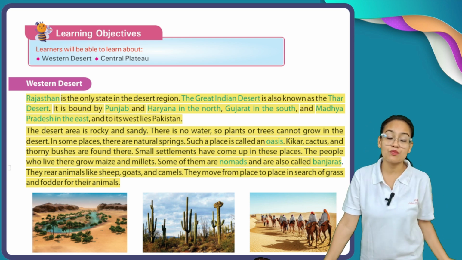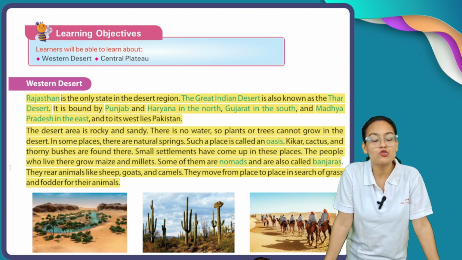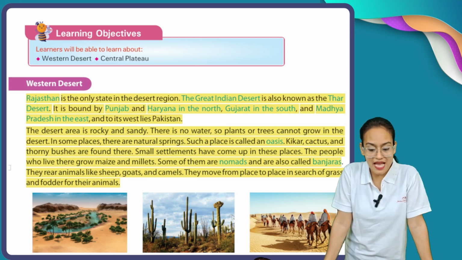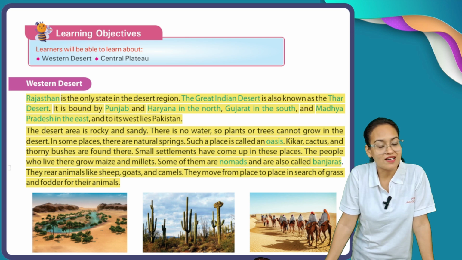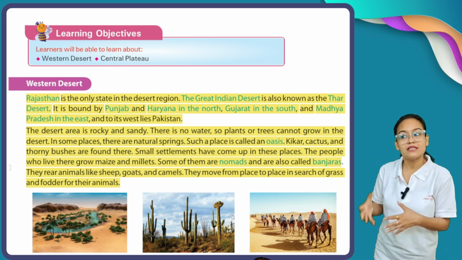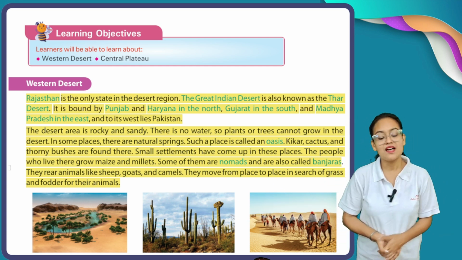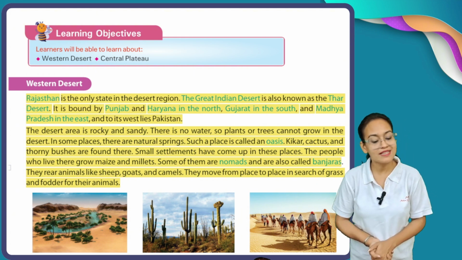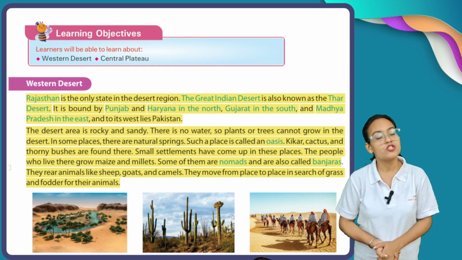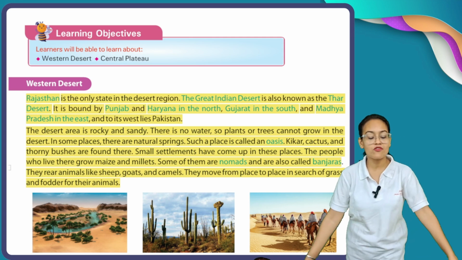The people who live here do farming, and usually they grow two types of crops, maize and millets. Some of them are nomads and are also called banjaras. So we call them nomads or banjaras. They don't want to stay at one place for a longer duration of time. They rear animals like sheep, goats, and camels. They move from place to place in search of grass and fodder for their animals.